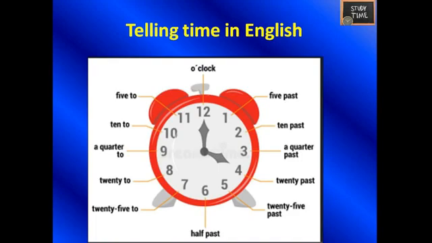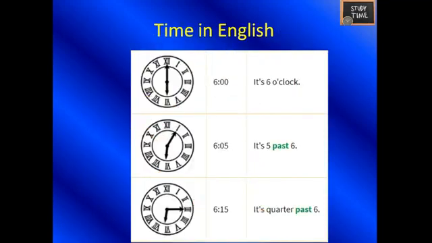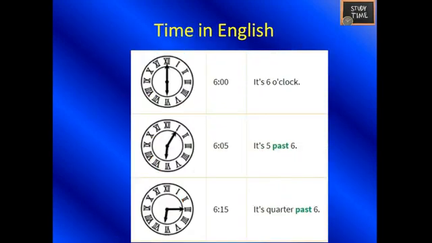We shall discuss this in detail in this slide. See the first picture, the clock shows 6 o'clock. You can say it's 6 o'clock. The second picture is pointing to 1. So the clock time is 6:05. You have to say it's 5 past 6.